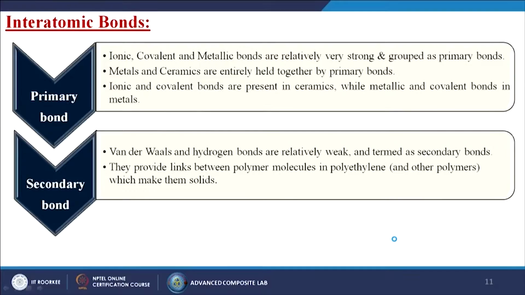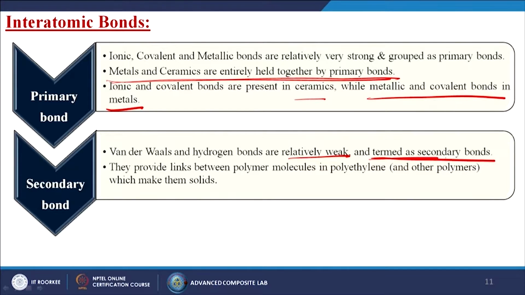So, what are interatomic bonds? Primary bonds, generally ionic, covalent and metallic bonds, are relatively very strong and grouped as primary bonds. Metals and ceramics are entirely held together by the primary bonds itself. Ionic and covalent bonds are present in ceramics while metallic and covalent bonds are in metals. Van der Waals and hydrogen bonds are relatively weak, termed the secondary bonds, as I told already. They provide links between the polymer molecules in polyethylene and other polymers which make them solid.